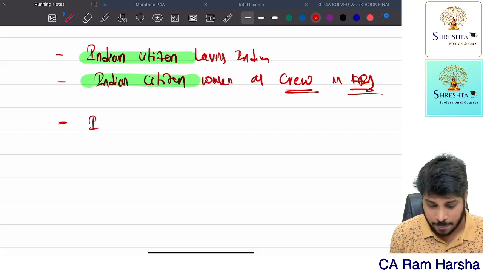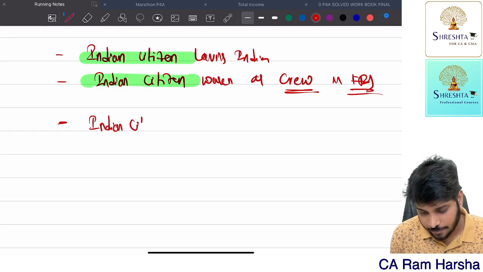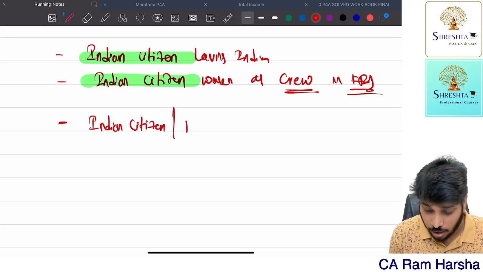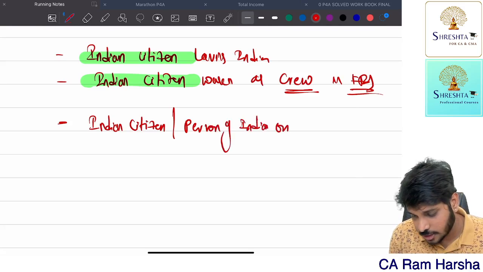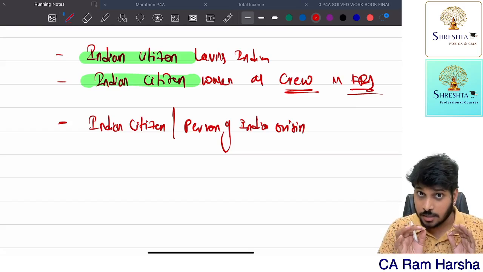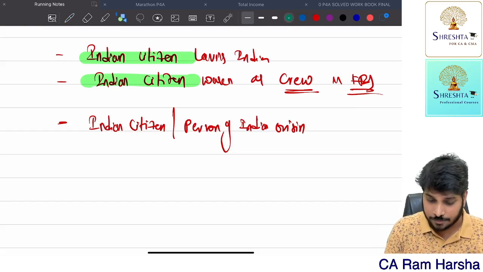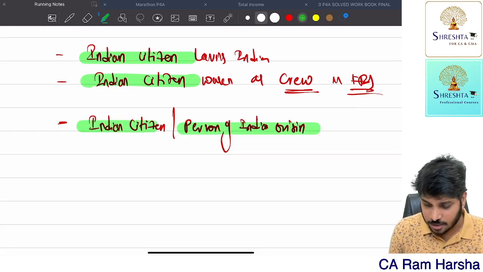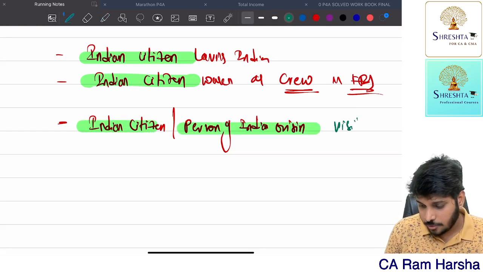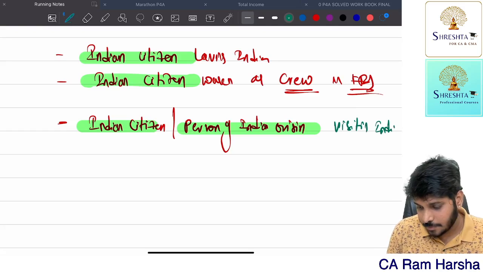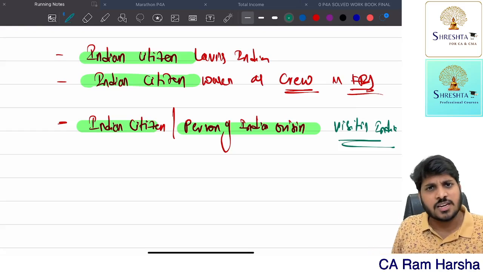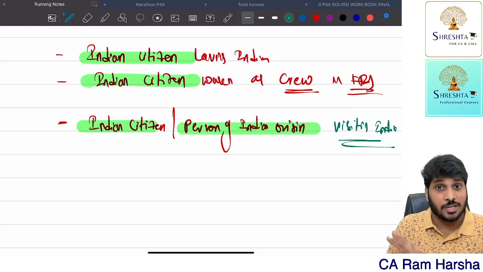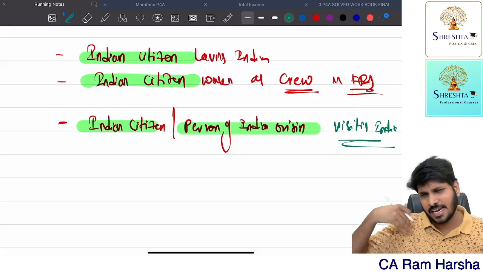Third one, Indian citizen or person of Indian origin. Third case, person of Indian origin. Indian citizen, person of Indian origin, visiting India. Visiting means what? They might have taken a visitor visa and they'll come to India. Visiting, just for visiting, not for permanent settlement. They'll visit and again leave.